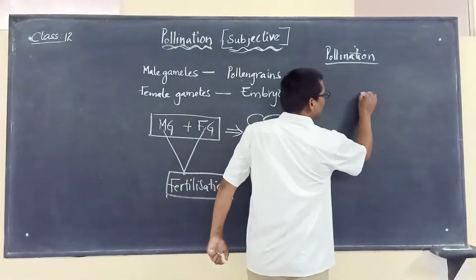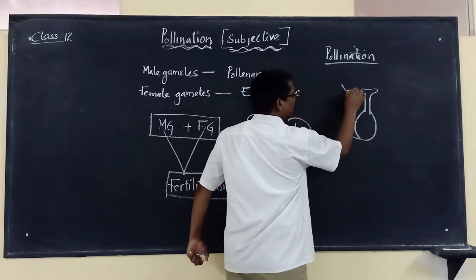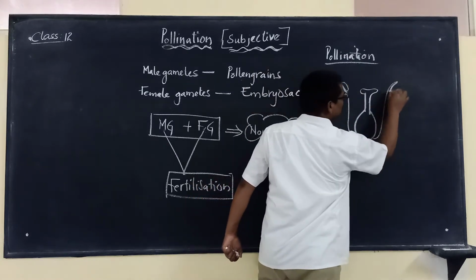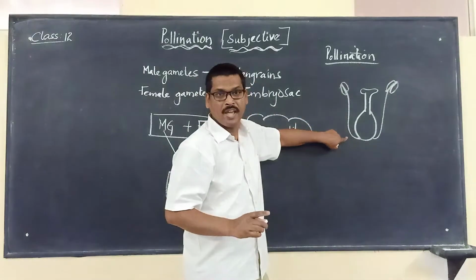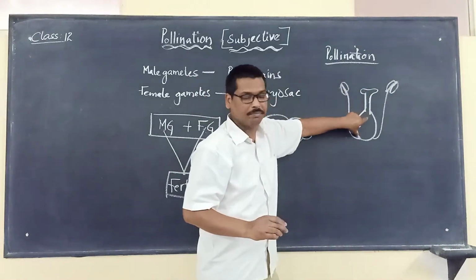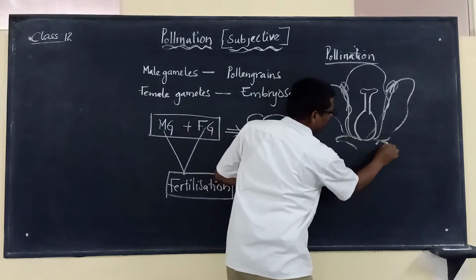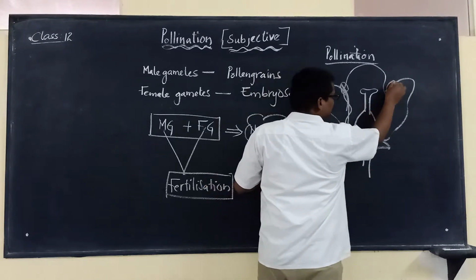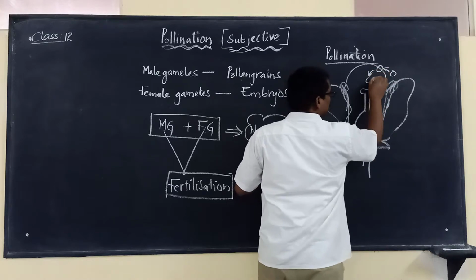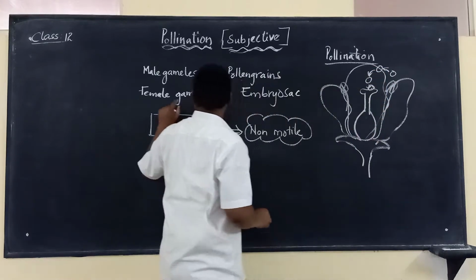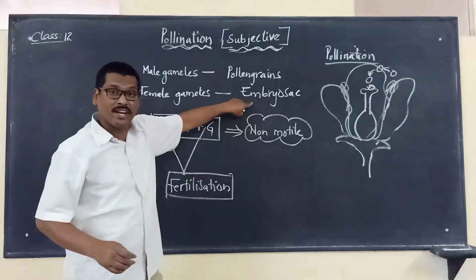So what is pollination? It is the transfer of pollen grains from the anther to the stigma. We already know the male part of the flower is the androecium and the female part is the gynoecium. In a simple flower, the anther will shed the pollen grains, and these pollen grains carry the male gametes.